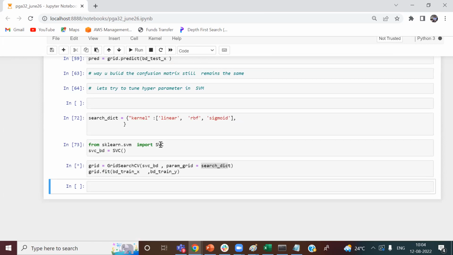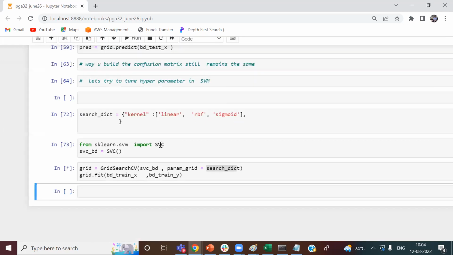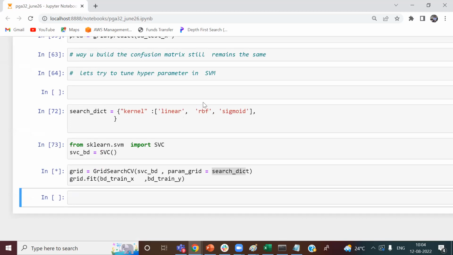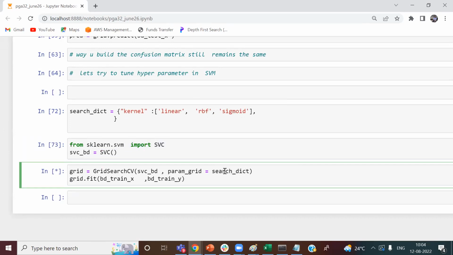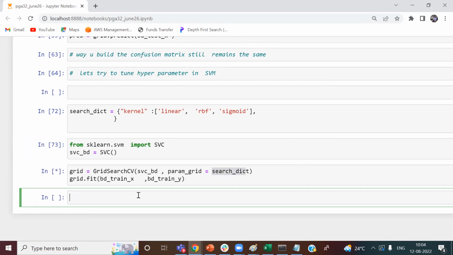Make sense? So basically what I've done, I have created a dictionary where I'm passing three kernels, linear, RBF, sigmoid, and then I'm creating an instance of my SVC and parameter grid equal to search grid. What is search grid? Search grid is the name of a dictionary which I've already created, and then you run your fit function. So now your fit function would be run using your linear kernel also, RBF kernel also, and your sigmoid kernel also. So अब टाइम तो थोड़ा लगने वाला है because वो बैकग्राउंड में 3 डिफरेंट मॉडल बिल्ड करेगा. Okay, please go ahead and build it.